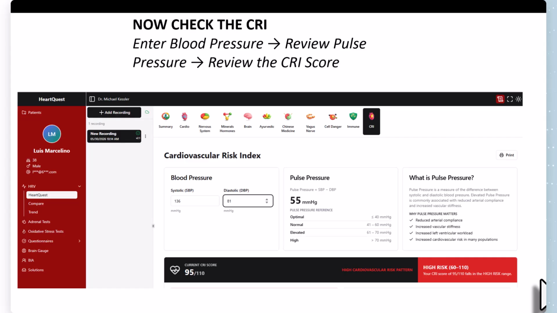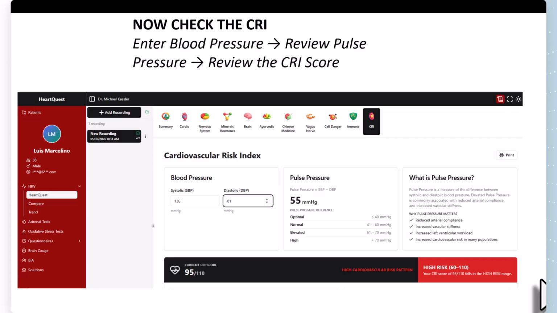So what is pulse pressure? Pulse pressure is a measure of the difference between systole and diastole blood pressure, so you're measuring that, and it's going to calculate that number for you when it subtracts diastole from systole. Elevated pulse pressure is commonly associated with reduced arterial compliance. You lost your flexibility there in that vessel, and increased vascular stiffness.